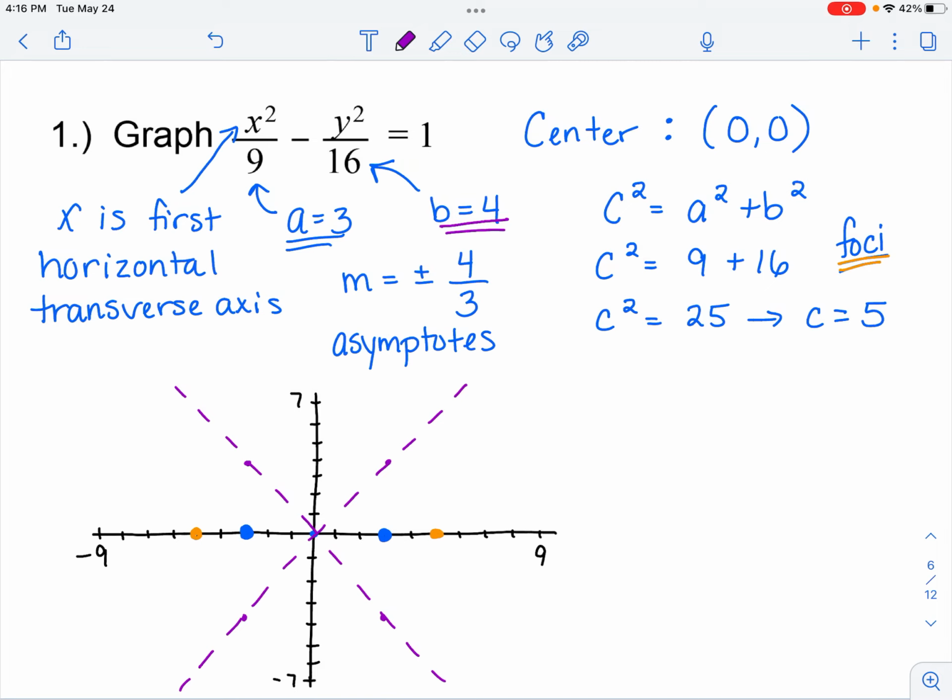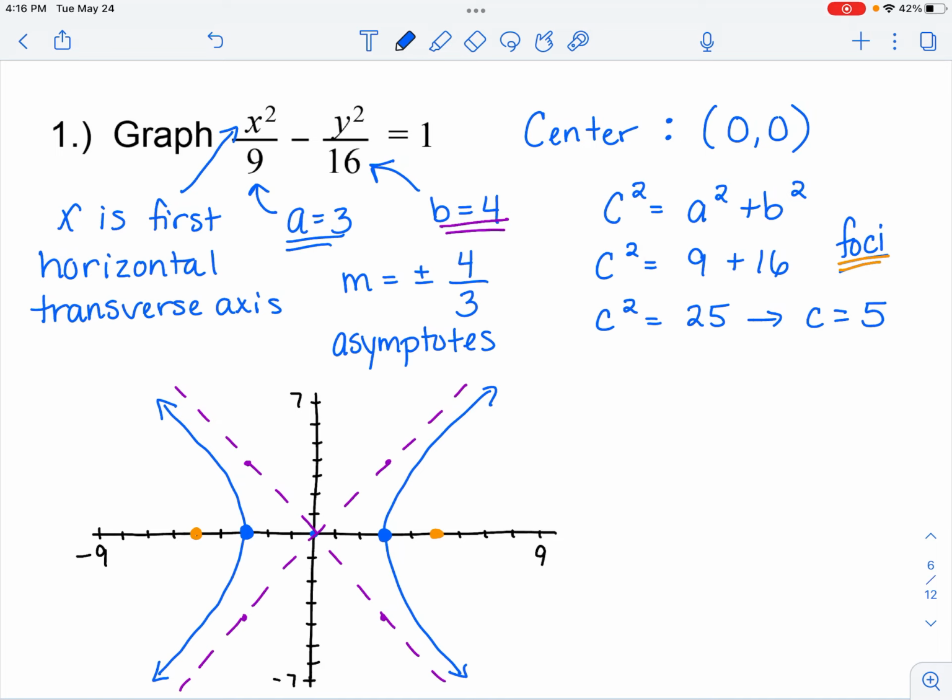Okay, so now the last step is to draw the actual branches. Now I need to go through my blue vertex points so that the focus points are in the middle and I'm going towards the asymptotes. So I want to be nice and curved at the vertex and go towards the asymptote. Curve at the vertex and go towards the asymptote, okay? So they kind of look like parabolas, but they're approaching these straight lines. Okay, so that's what my hyperbola is going to look like. Okay, all right, so that's example number 1.